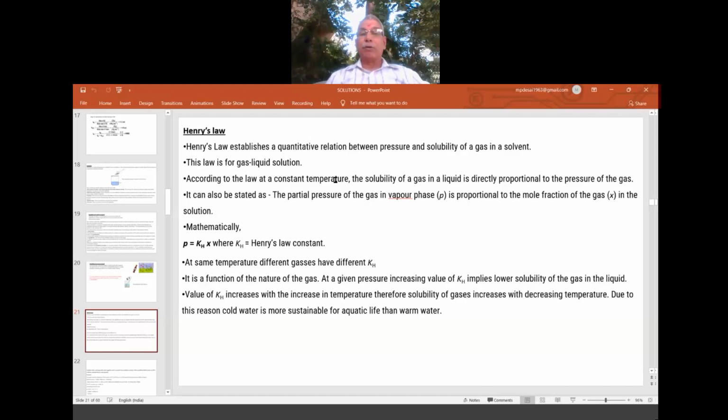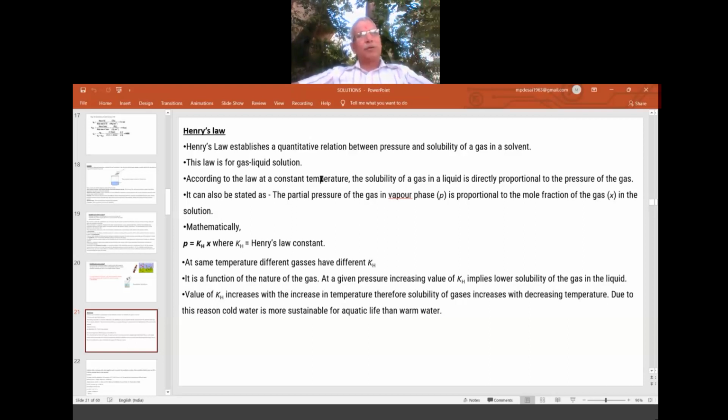Right. According to the law, at a constant temperature, the solubility of a gas in a liquid is directly proportional to the pressure of the gas. Carbon dioxide is sparingly soluble in water, but by applying pressure, solubility increases. More the pressure, more it is soluble. Less the pressure, less it is soluble. If the pressure on the gas is more, it is made to dissolve more. That is called Henry's law.